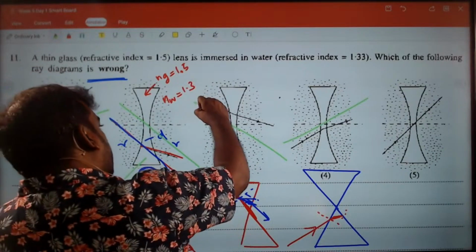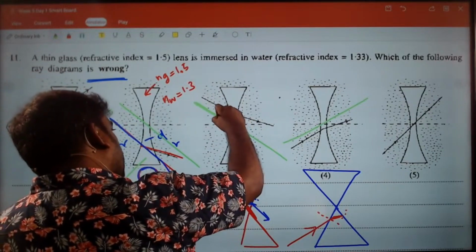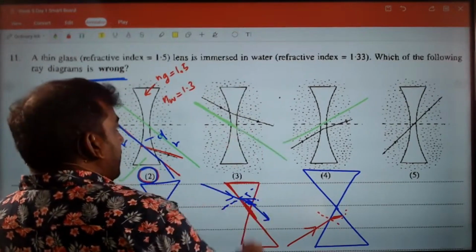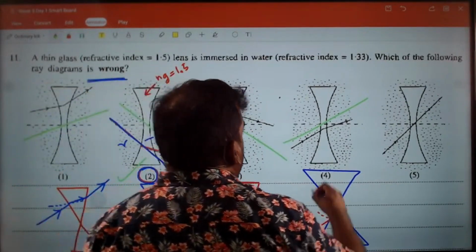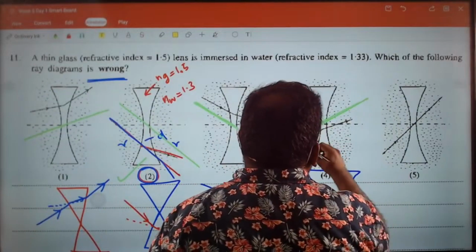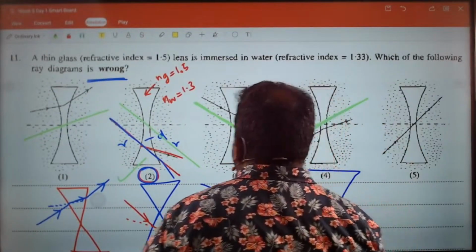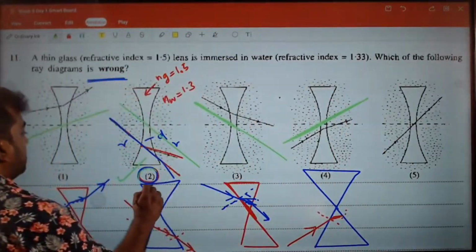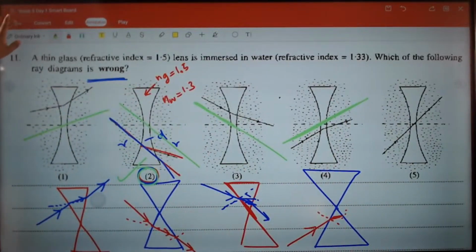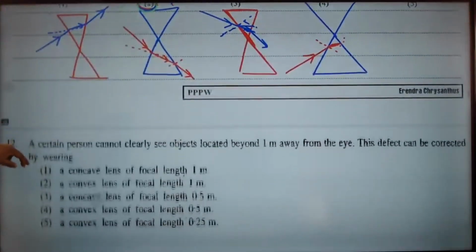So here also, diverging away, correct. Here also diverging away, correct. So your wrong one is this. Answer number 2, right.